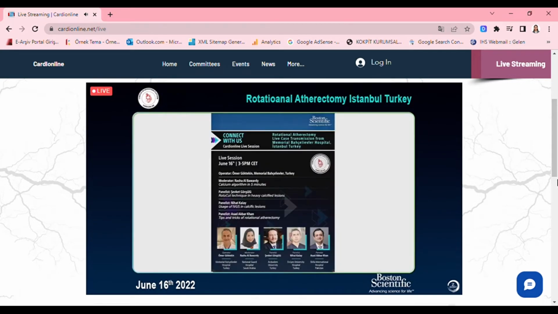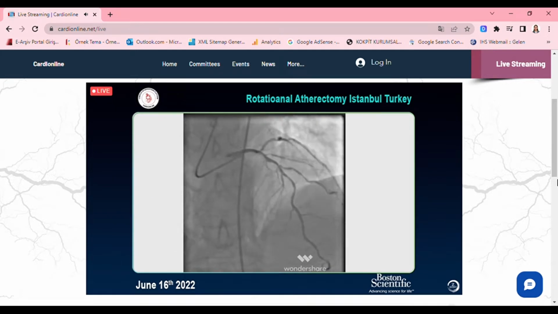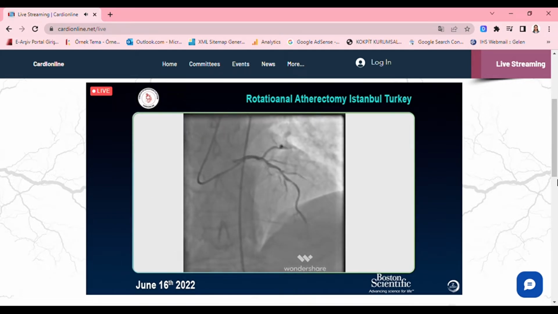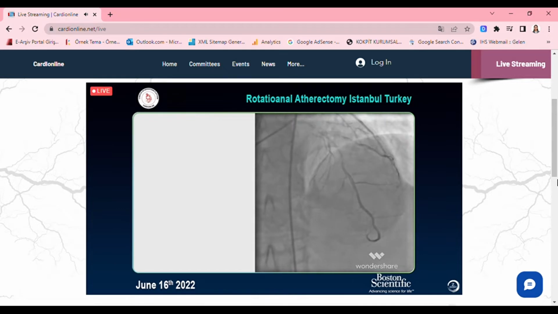Today we have a calcified lesion. We have a 62-year-old gentleman who presented to the emergency department, not in our hospital, but somewhere else in another city of Turkey. He has 20 pack-years of smoking. On ECG, he was diagnosed with an inferior wall MI and shifted to the cath lab with informed written consent. On angiography, there was a diffuse severe lesion on the LAD involving both the diagonals. You can see a highly calcified coronary on the LAD.